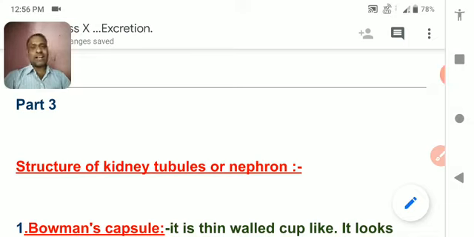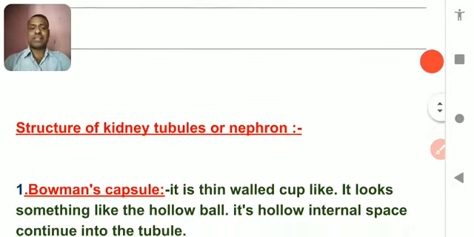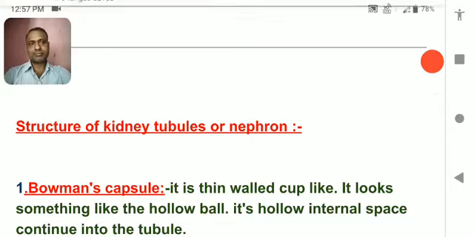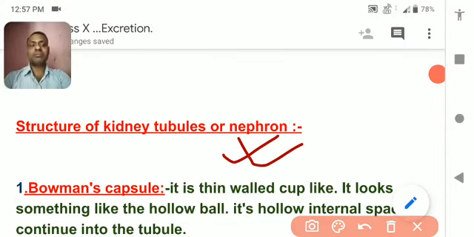Let's start our journey again. It is part number 3 of the lesson Life Processes and the topic Excretion. Here we are going to study a very important topic, that is kidney tubules, or the nephron. Obviously, you know the nephrons are the filtering units present inside the kidney, and I think you also know the definition of the nephron.